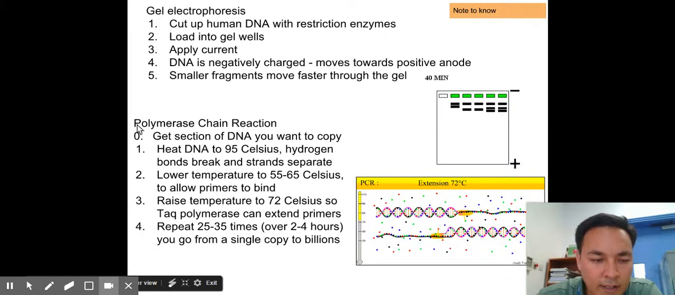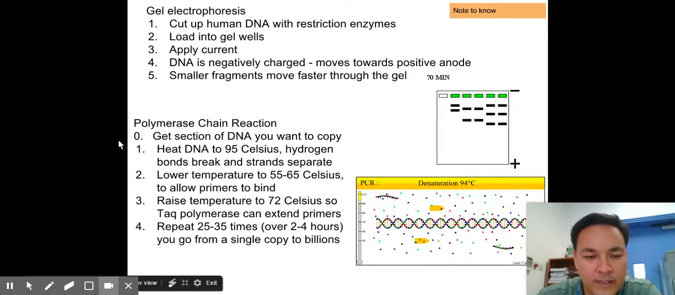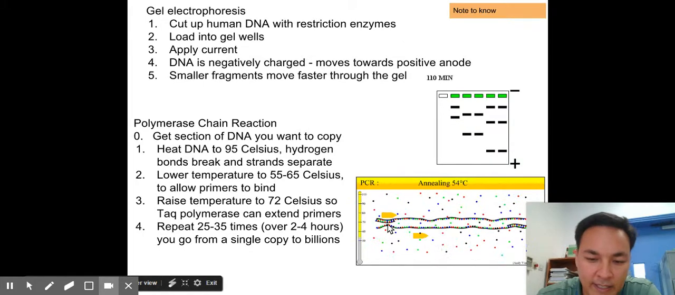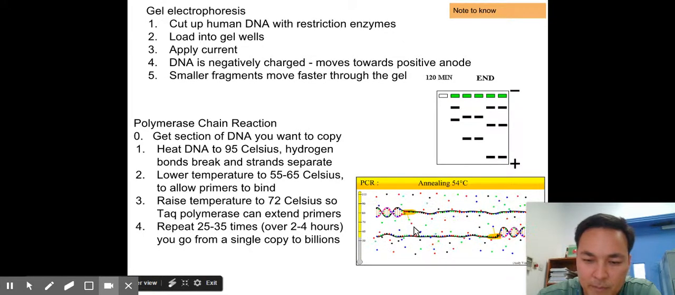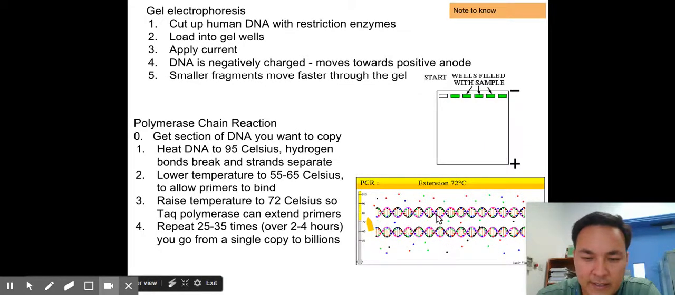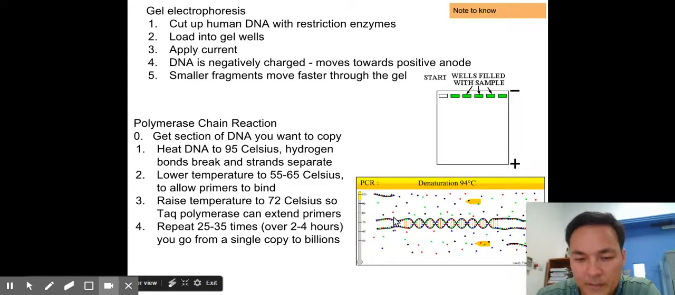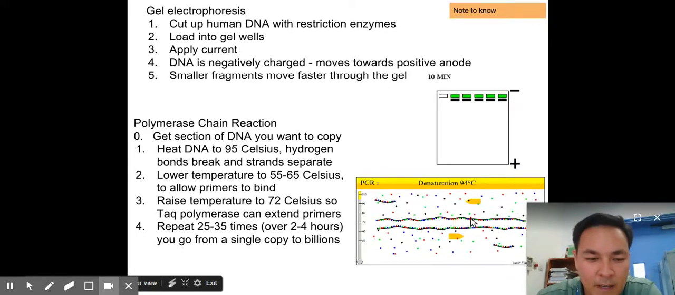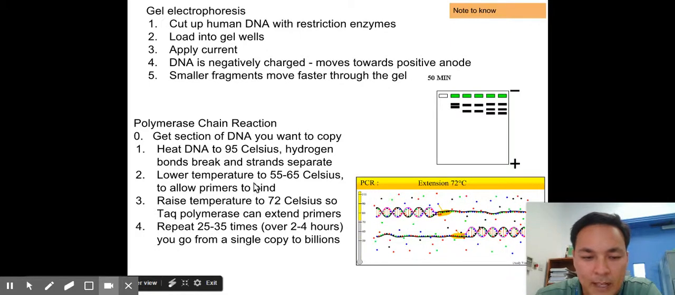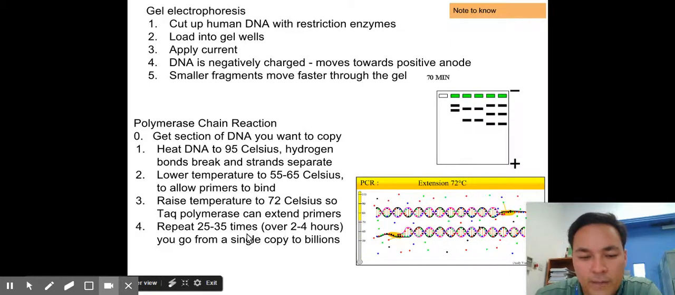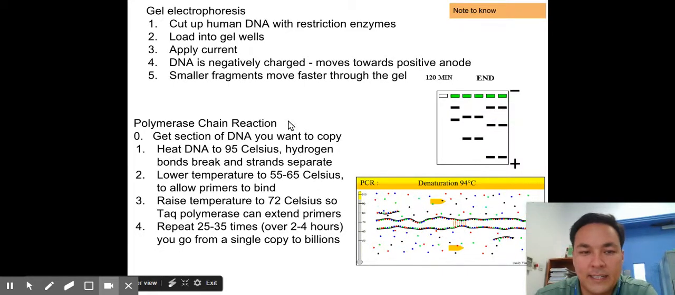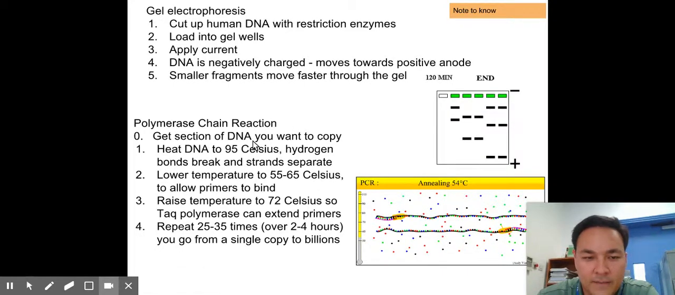And then PCR, this will just be a bonus on the test if it's on there at all. But we can make many copies of DNA. So we can heat it up. When we heat it up, the hydrogen bonds break. We use an enzyme called Taq polymerase to add them on there. That's just the bacterium we got it from. It's just like DNA polymerase. It's going to add the new nucleotides. We then lower the temperature so that can happen. Then we heat it up again. And over 2 to 4 hours, we can go from a single copy of DNA to billions. So this is why if you leave one hair behind at a crime scene, you can get caught.